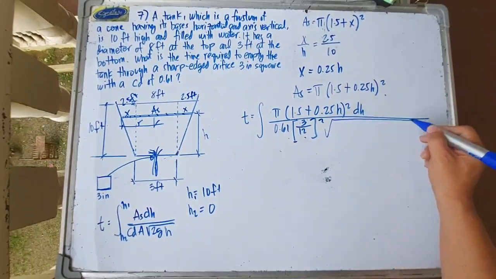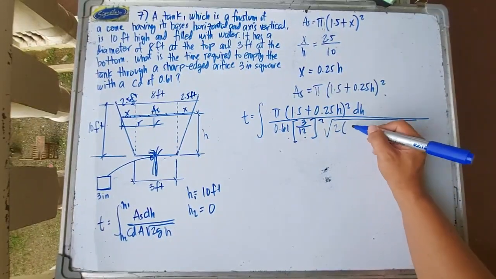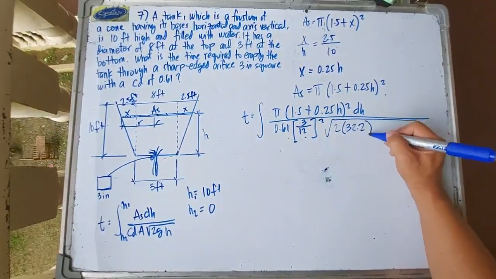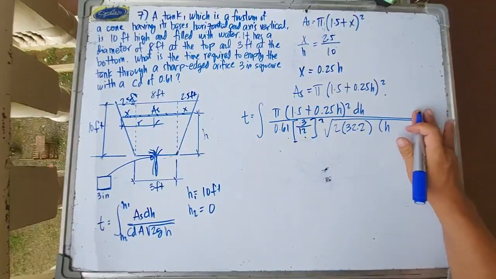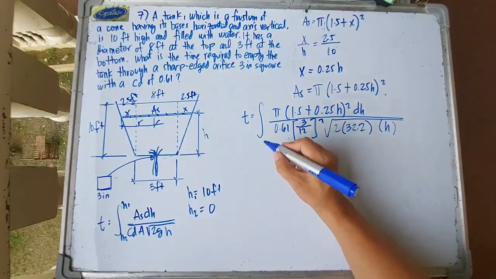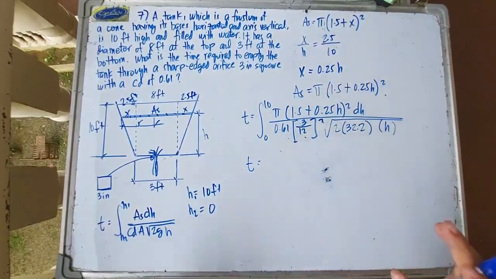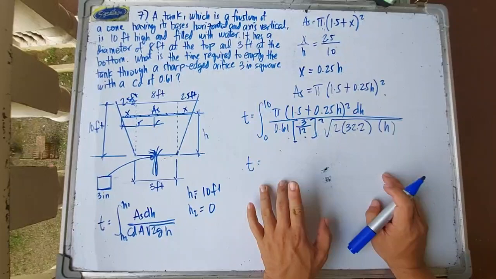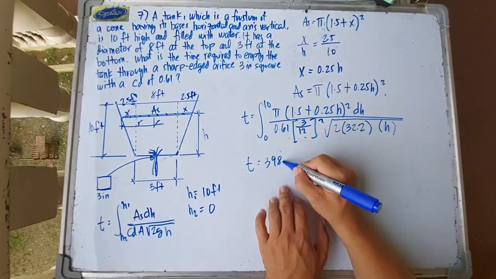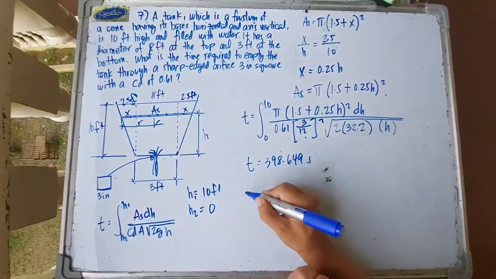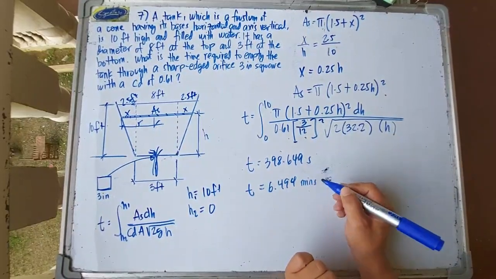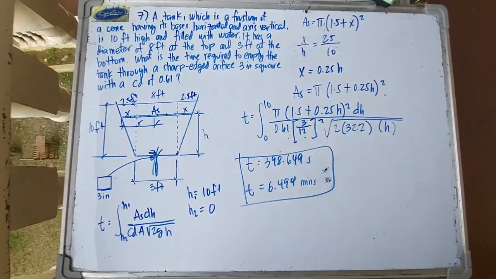Then times the square root of 2 times g, which in the English system is 2.32, I should say, times h. Our limits would be from 0 to 10. That's it. The time required to empty the tank is equal to 398.649 seconds, or equivalent to 6.492 minutes.